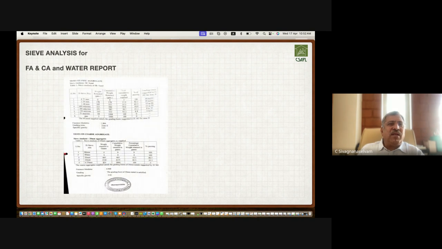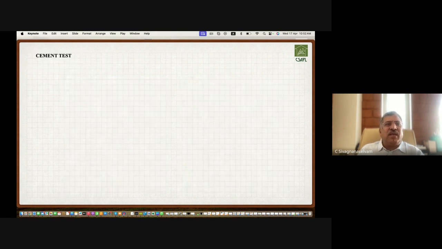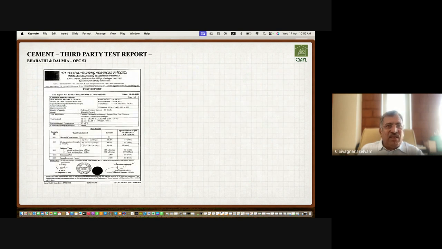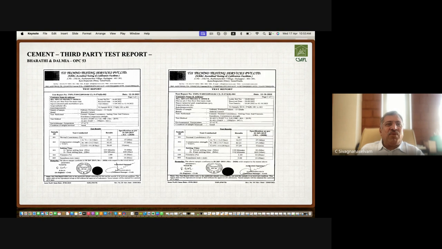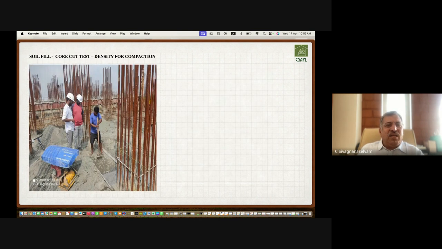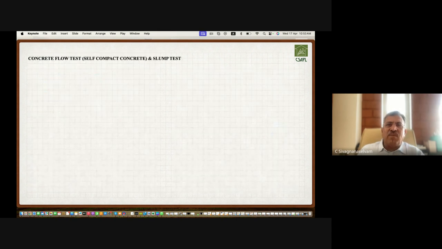This is the report for fine aggregate, coarse aggregate and water. Cement is also tested at site, and after testing at site, we get a third party report and a certificate from a NABL accredited lab. This is the compaction test. Once the substructure is raised, there will be basement filling, and on that filling they do core cutting. These are all the quality tests that happen at site.